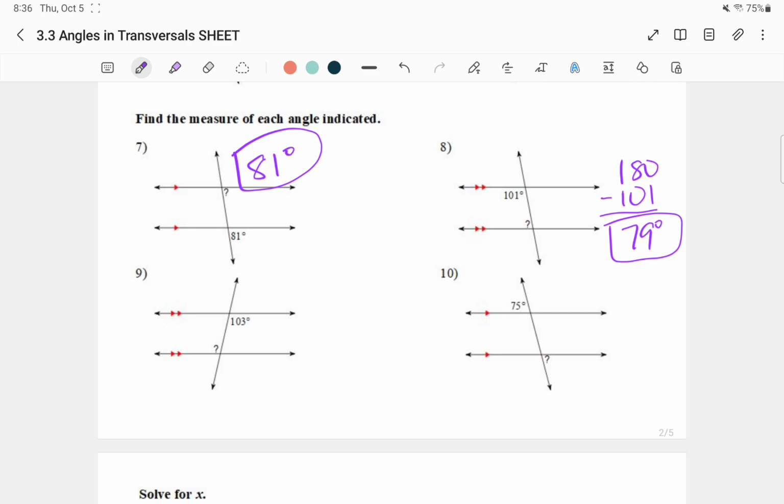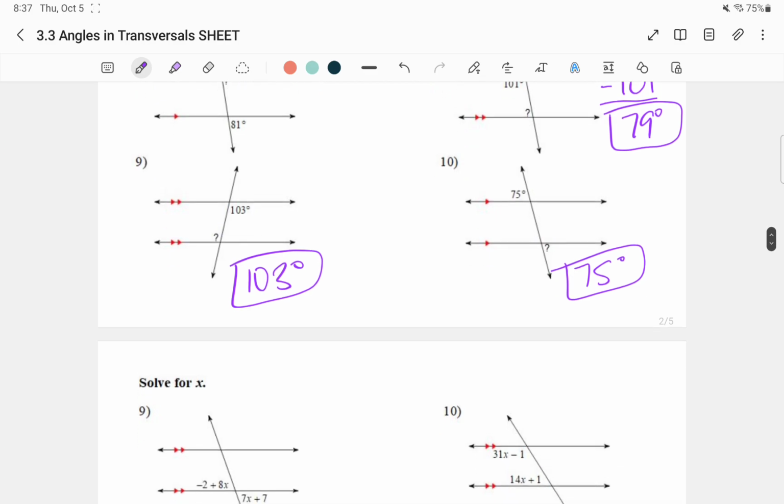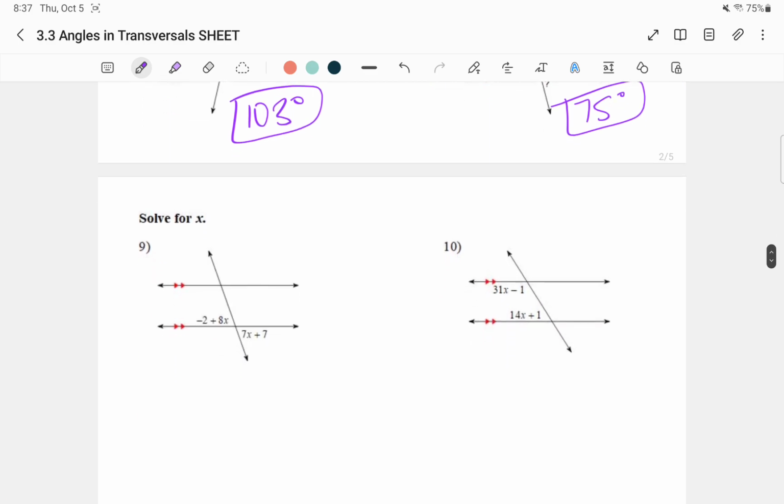All right, so number 9, these are alternate interior, which means they're congruent. So 103. And then these are alternate exterior, which means they are congruent. So this one is 75 degrees. All right, so again, it's very, very simple. You just have to know when it's equal and when to add to 180. And really, same side interior and adjacent are the only ones you have to add to 180. The rest are just going to be equal to each other. So hopefully that makes sense. If it doesn't, please come and ask me.